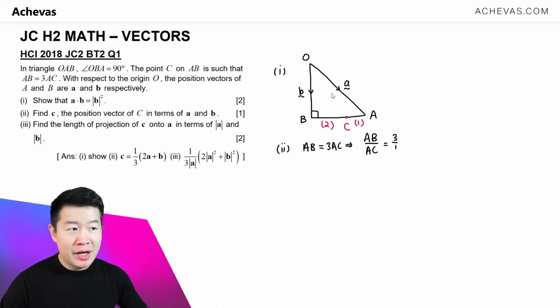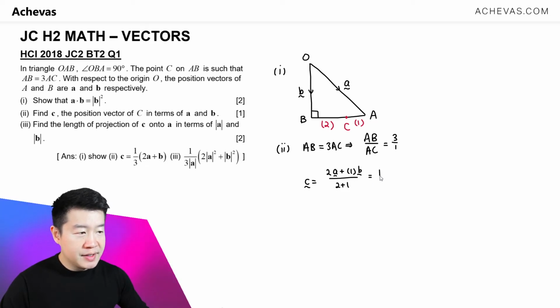So with this setup, I can now make use of the ratio theorem to find OC. So OC, which is this vector C, if I were to make use of the ratio theorem, it is going to be 2 times the opposite, which is A, 2A, then plus 1 time the opposite, which is B, divided by 2 plus 1. So this is equal to 1 over 3 of 2A plus B.